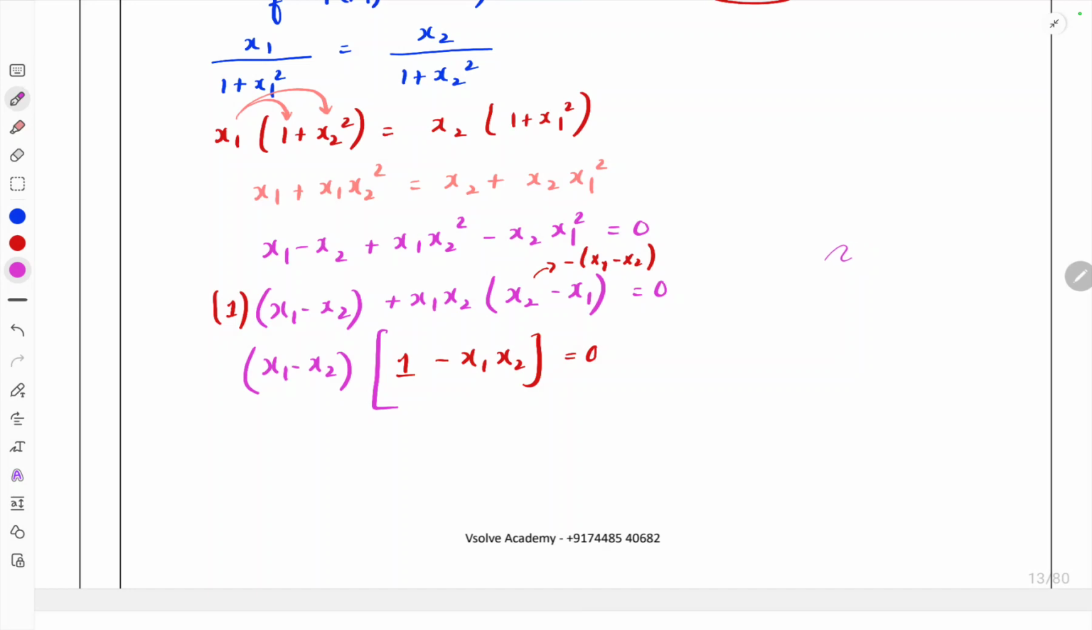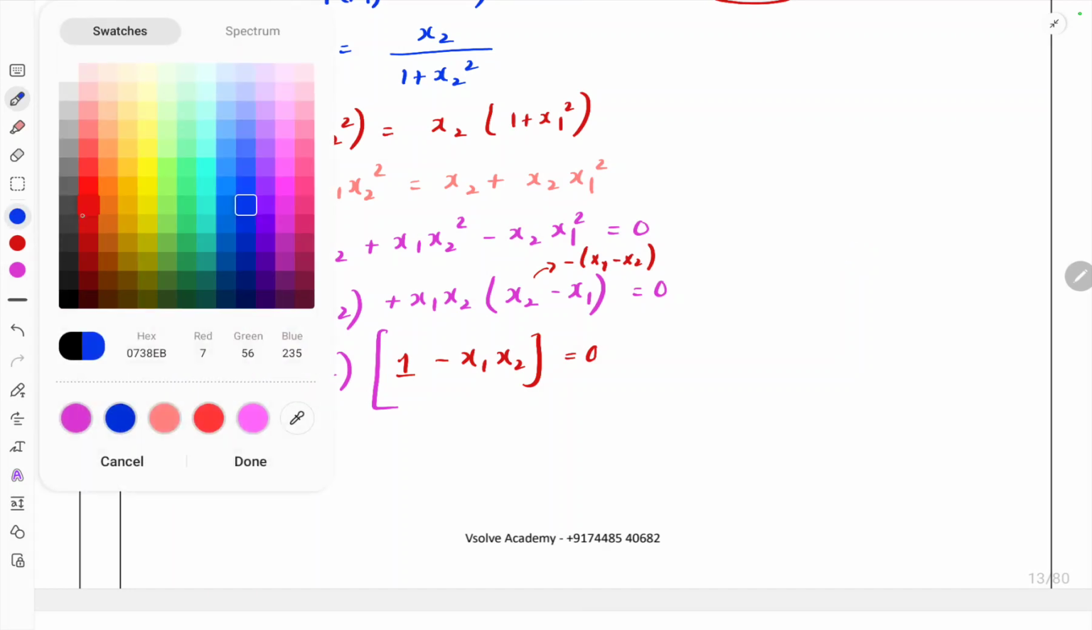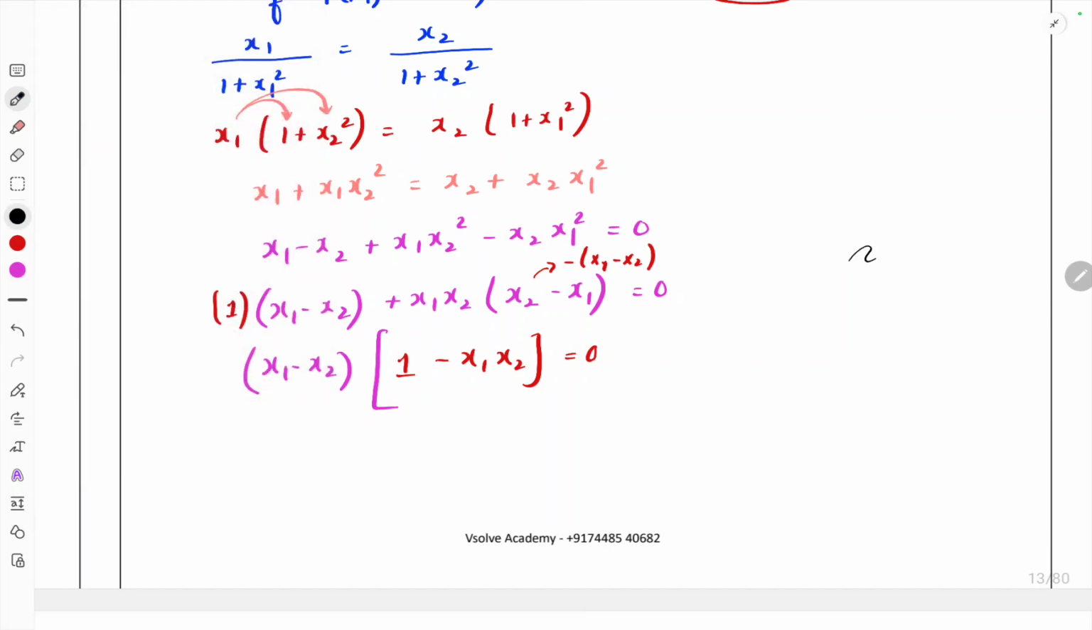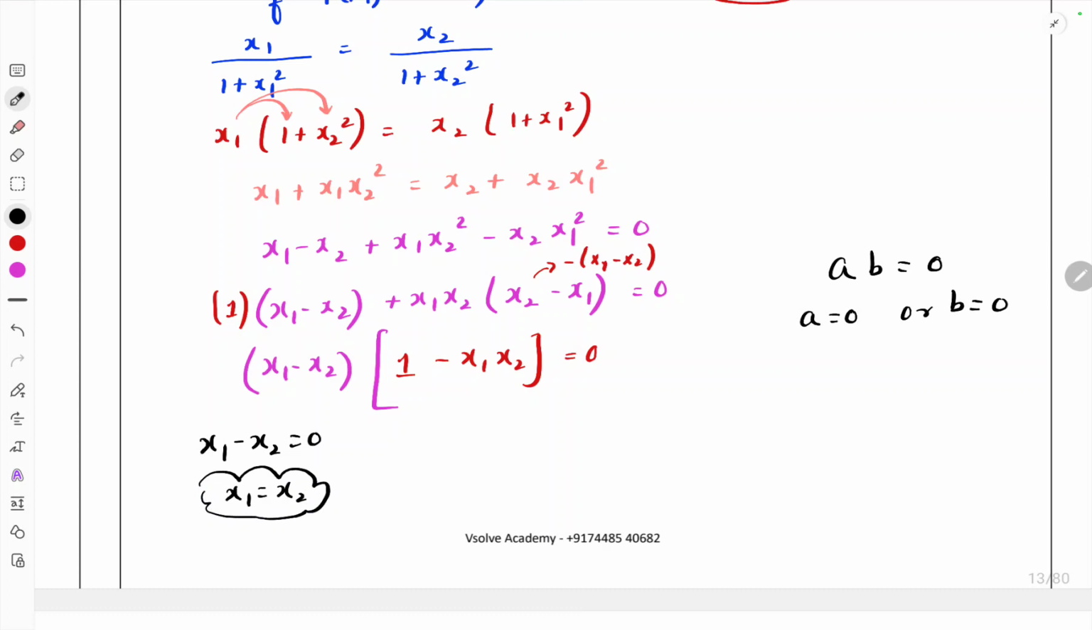So now, as I told, if we have two numbers, if a into b is equal to 0, then either a will be 0 or b will be 0, which means this x1 minus x2 will be equal to 0. This is one possibility. After getting this, I cannot say it is 1 to 1. I have to come to the next one. So 1 minus x1 into x2 equal to 0, which means if this goes here, it will be x1 into x2 equal to 1.